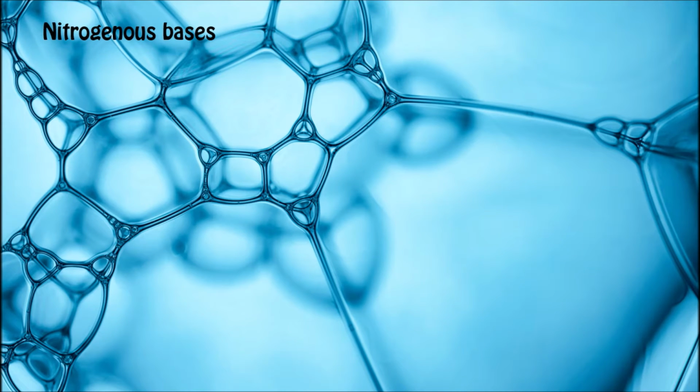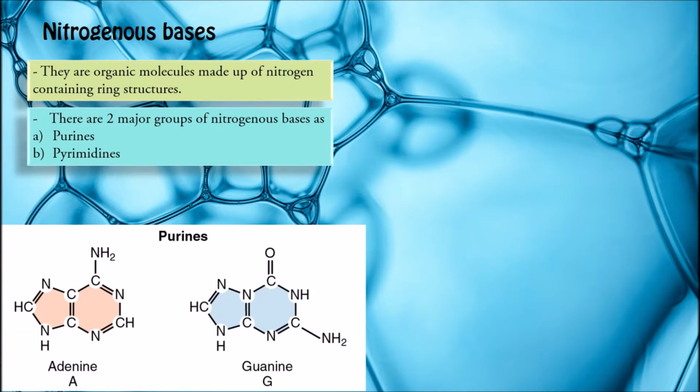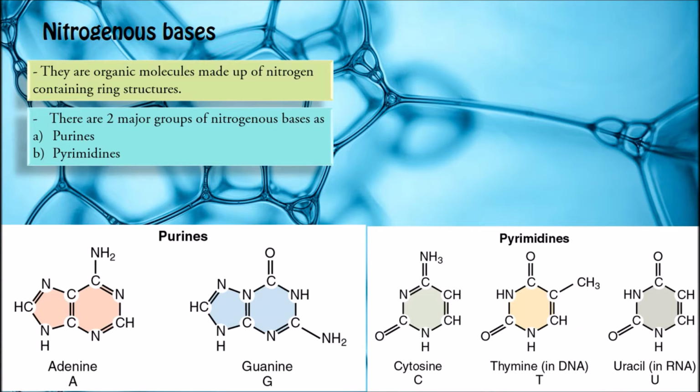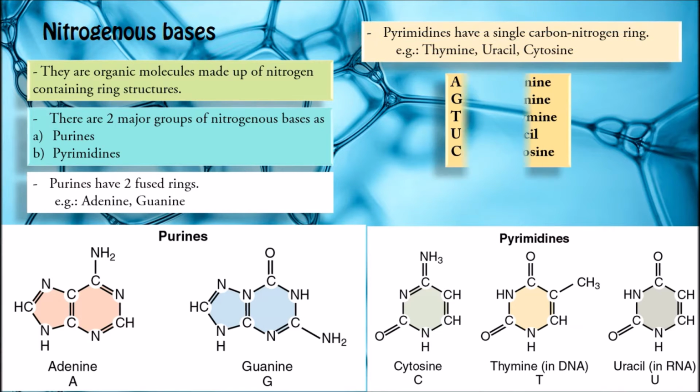Nitrogenous bases. They are carbon-based molecules which consist of nitrogen-containing ring structures. There are two major groups of nitrogenous bases: purines and pyrimidines. Purines are nitrogenous bases containing two fused rings. In purines, there are two types, namely adenine and guanine. Pyrimidines have a single carbon-nitrogen ring, and there are three types of pyrimidines: thymine, uracil and cytosine.